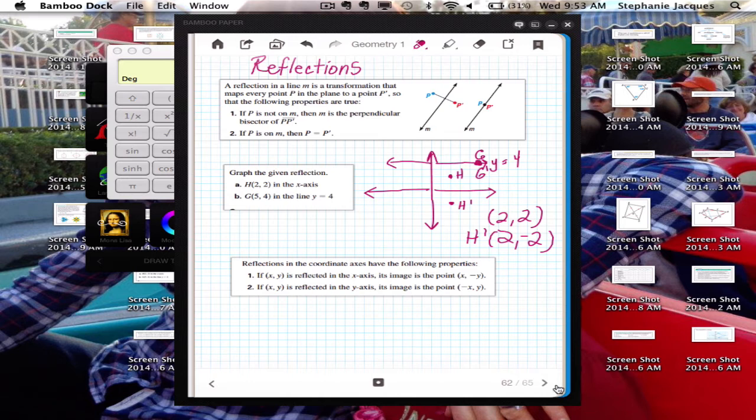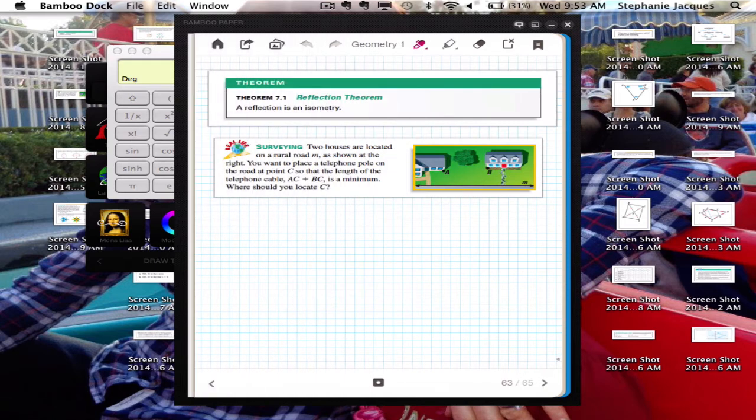Okay, let's go a little bit further. So one of the theorems that goes with this, and it's pretty self-explanatory, it just says that a reflection is an isometry because it doesn't change shape or angles or anything like that. Let's look at a real-life example. So we have surveying. Two houses are located on a rural road. So they're on rural road M, as shown at the right. You want to place a telephone pole on the road at point C, so that the length of the telephone cable, AC, which would be A connecting to the telephone pole, and BC is the smallest number possible. Where should you locate C?